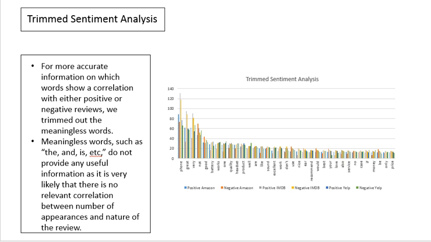This slide shows the trimmed sentiment analysis, which essentially takes the sentiment analysis from the last slide and trims out the meaningless words to provide more accurate and useful feedback for the company and the users. Essentially, words such as the, and, is, and etc. do not provide any useful information because there's no relevant correlation as to how many times that word shows up in the data set and whether the review is positive or negative. So you can see in the trim sentiment analysis chart to the right that the words on the x-axis are actually meaningful and correlate to whether the review is positive or negative.